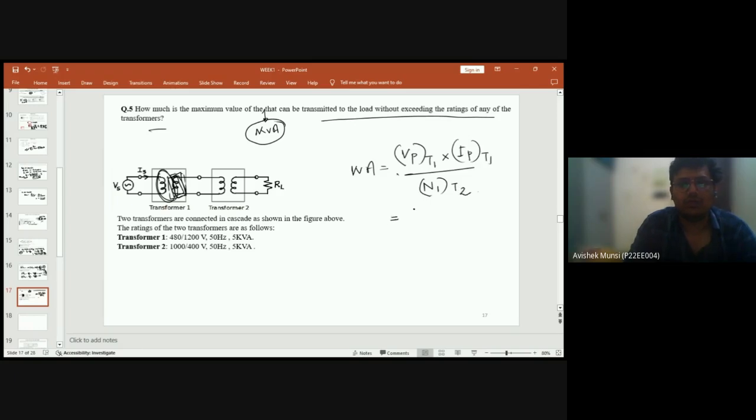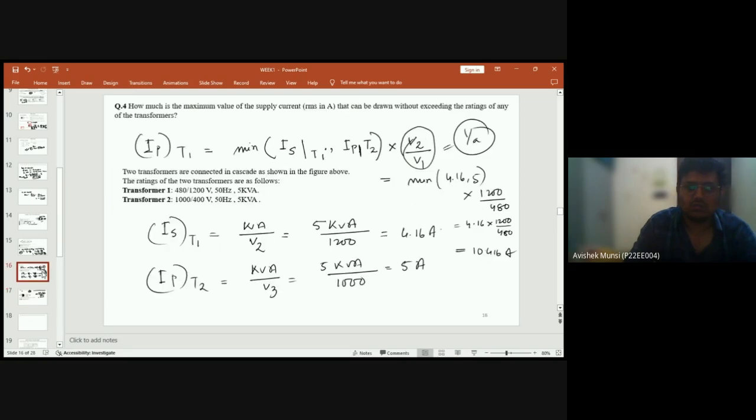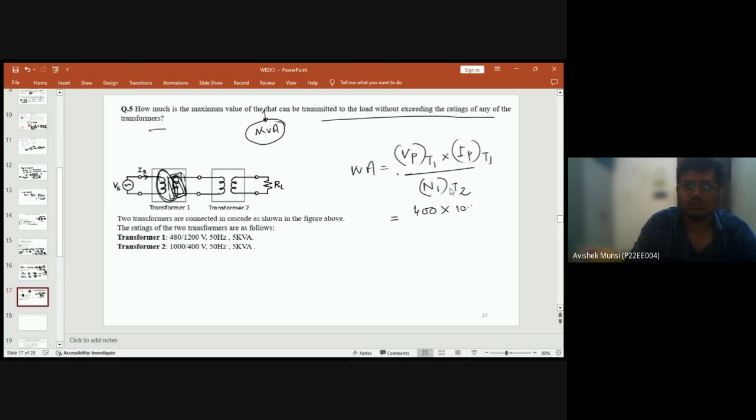So now we can put in the values which we have already calculated. I think this is 400 and this one, 10.416, how much was it? 10.416, by 1000. So if you solve it, what will be the answer? This is around 2.5 divided by 2, which will be around 4.156. Is it correct?